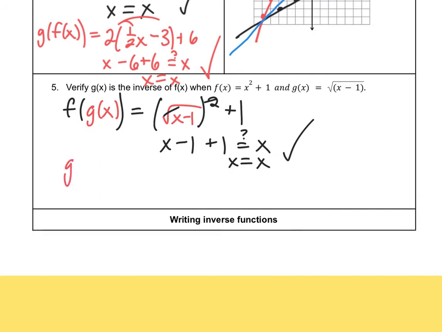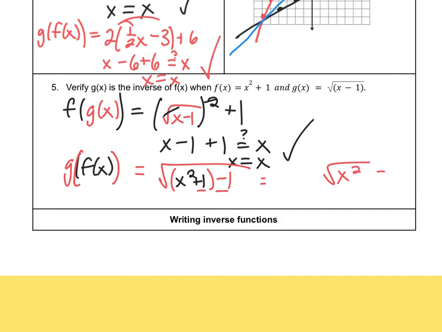Now we've got g of f of x. Okay, we'll try this one. So using this function, plugging in my f. Go ahead and simplify what's under the square root. 1 minus 1 is just 0, so this just became square root of x squared. Does that equal x? It sure does. So that verifies out. So that is another verification problem. Hopefully you got that one.